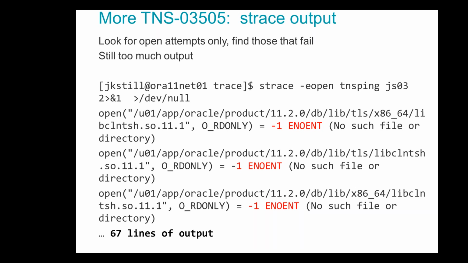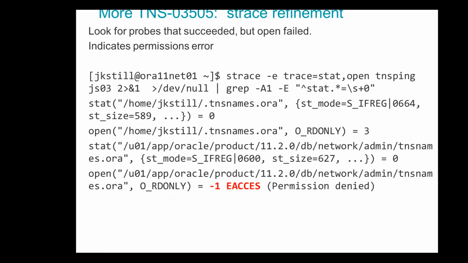Way too much output for us to make good use of. 67 more lines following these. So why don't we narrow that down a bit? Let's look for probes that succeeded, but the open failed. And this is how we'll find that permissions error.